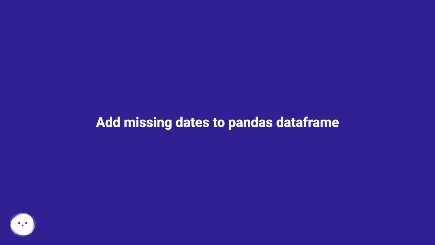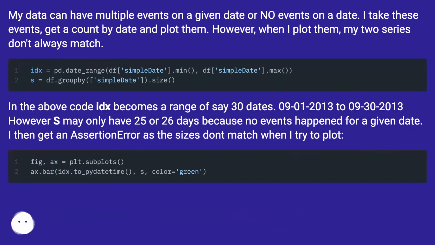Add missing dates to Pandas data frame. My data can have multiple events on a given date or no events on a date. I take these events, get a count by date and plot them. However, when I plot them, my two series don't always match.